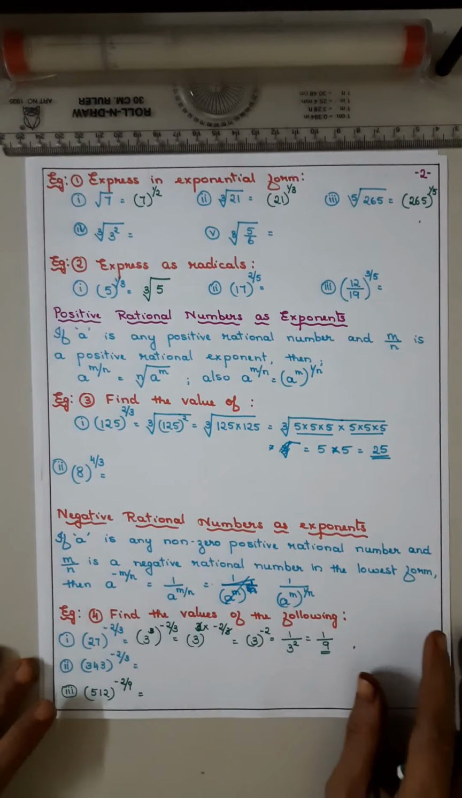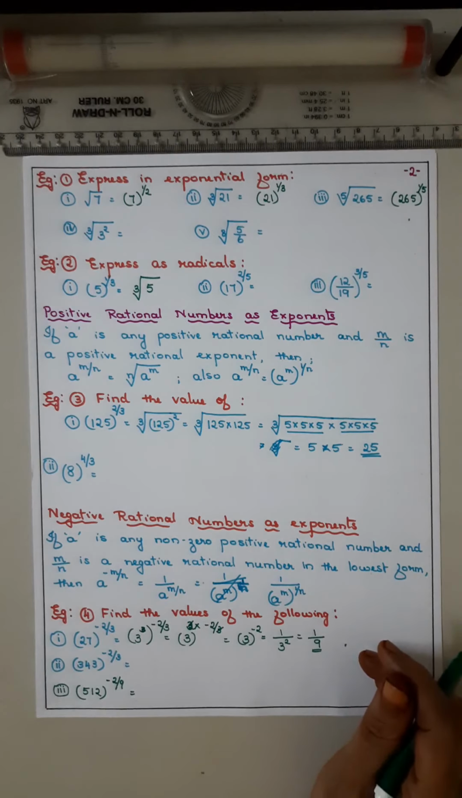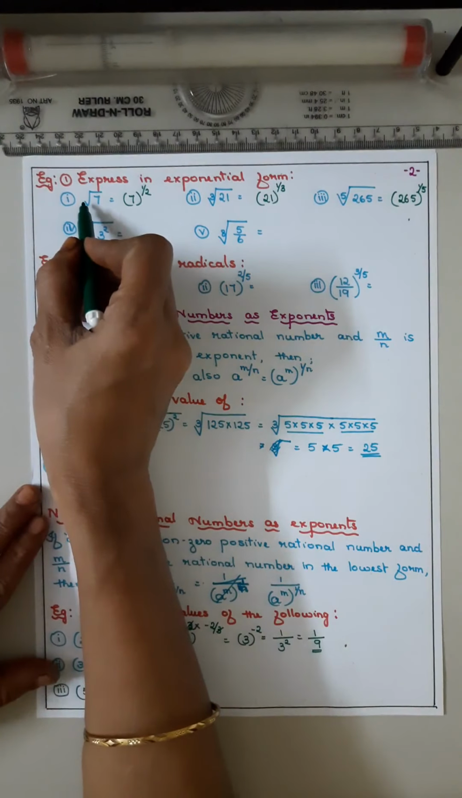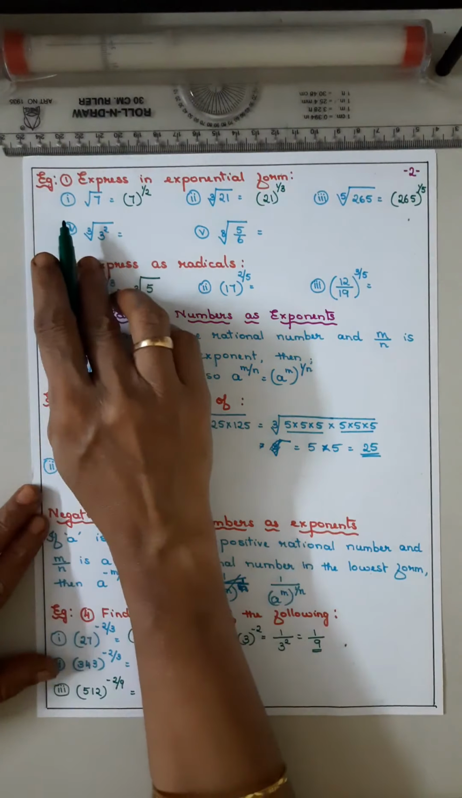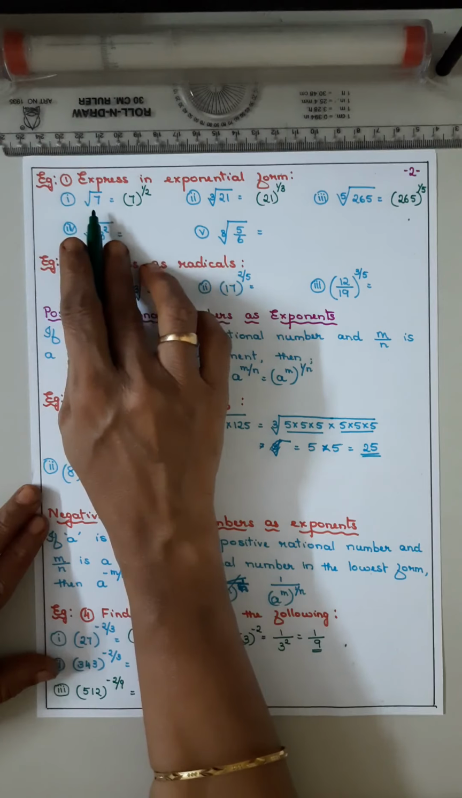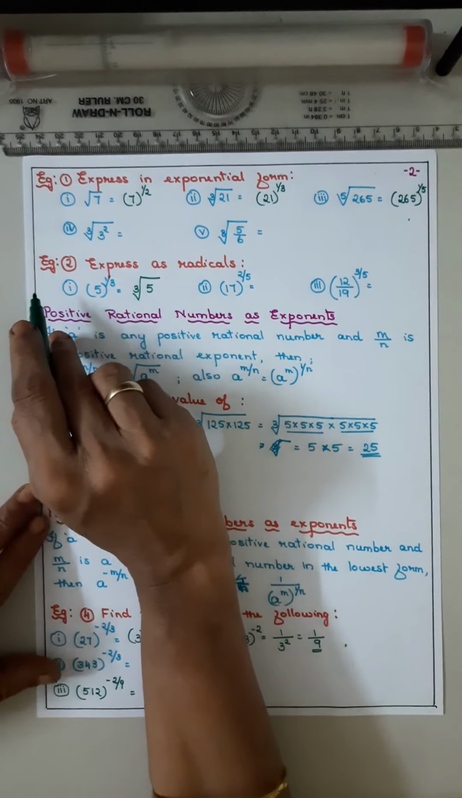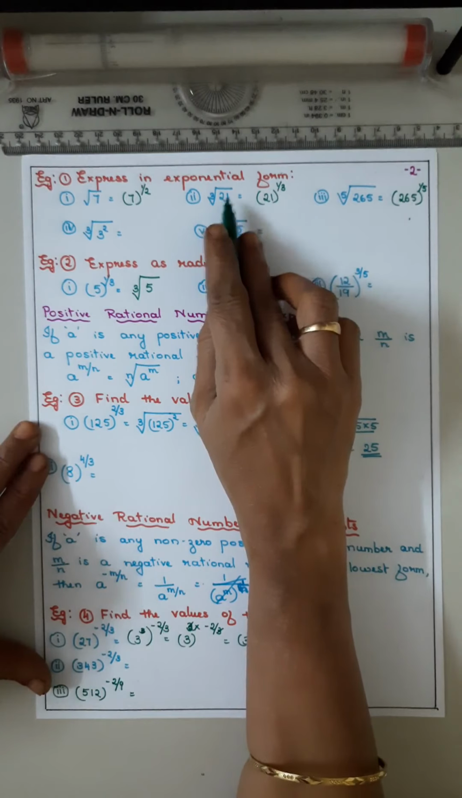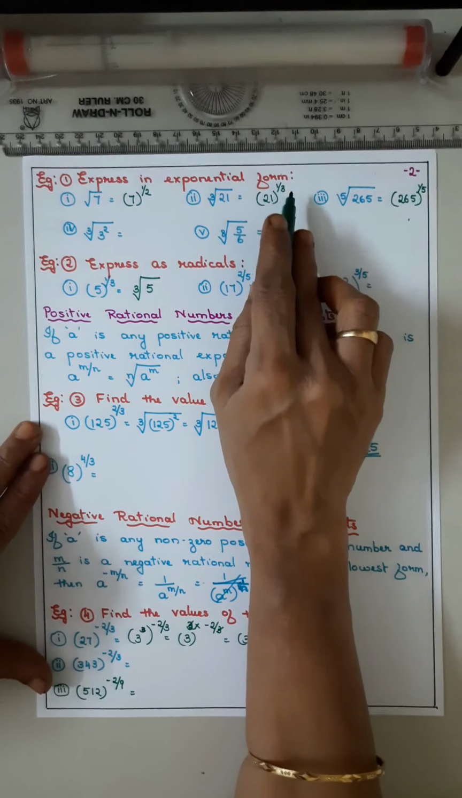Now coming to the example: express in the exponential form. Exponential means power, right? So square root of 7. In a square root, what number is outside? 2, which we are not writing. So square root of 7 is written as 7 to the power 1 by 2. Now cube root of 21. What is the power of 21? 1. Outside how much? 3. So 21 to the power 1 by 3.